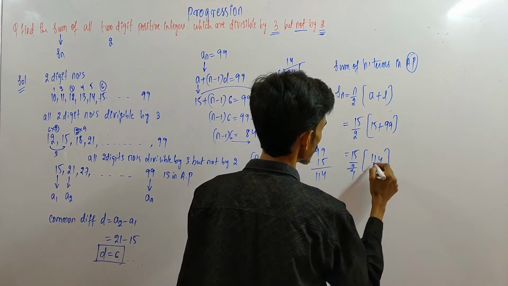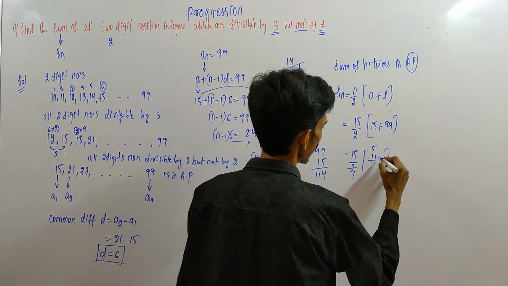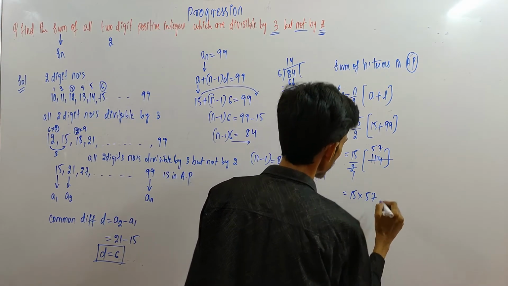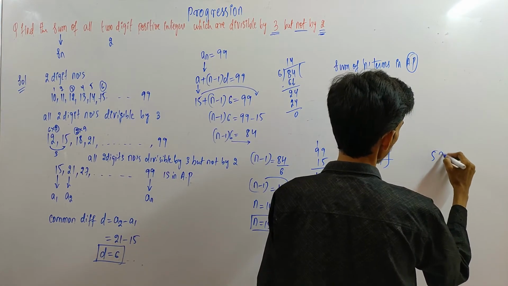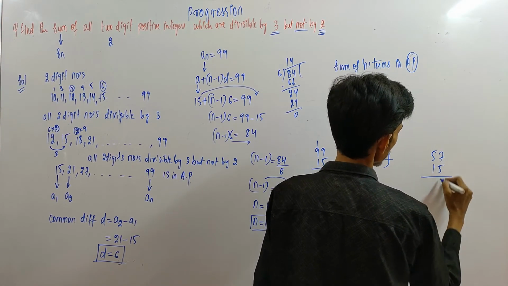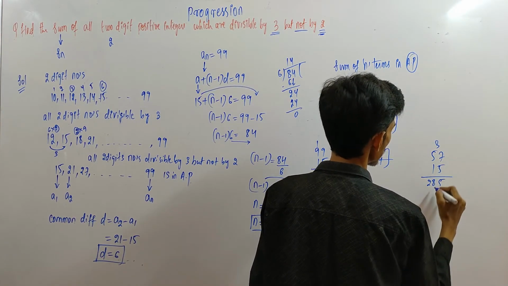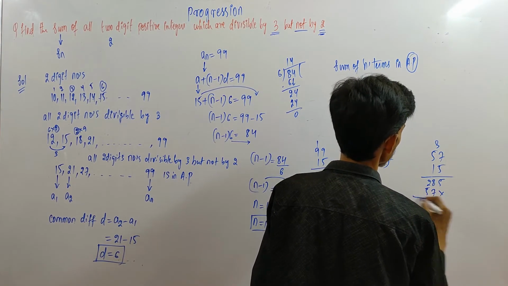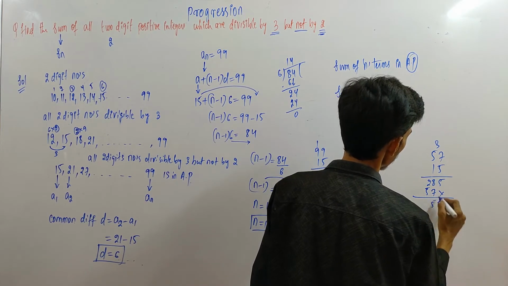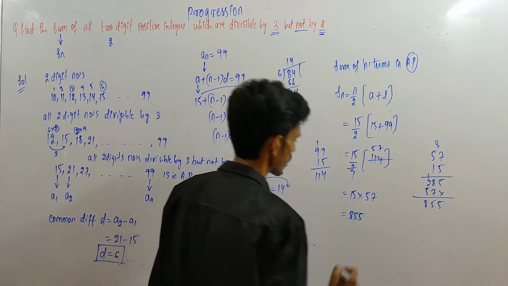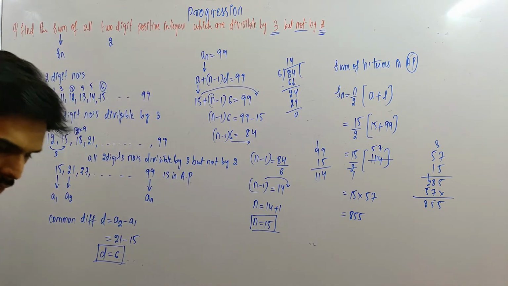Now 2 ones are 2, 2 fives are 10, 2 sevens are 14. So we have 15 into 57. 57 into 15: 5 sevens are 35, 5 fives are 25, plus 3 is 28. 1 seven is 7, 1 five is 5. So we have 5, 15, 8. So we have 855 as the sum of the numbers.